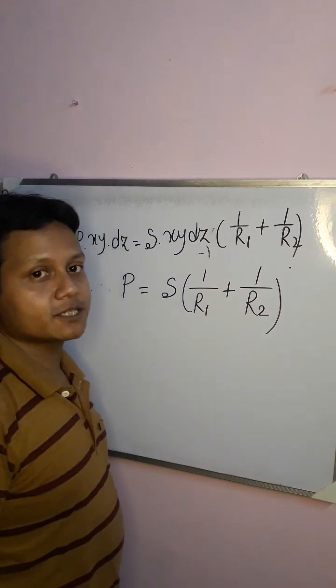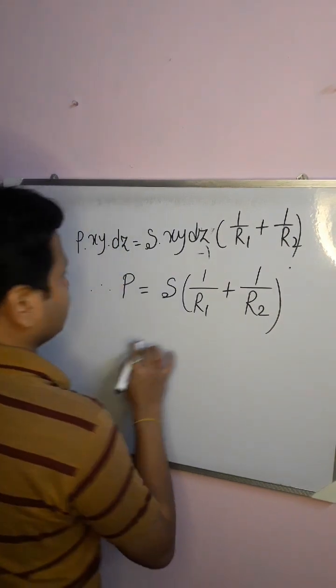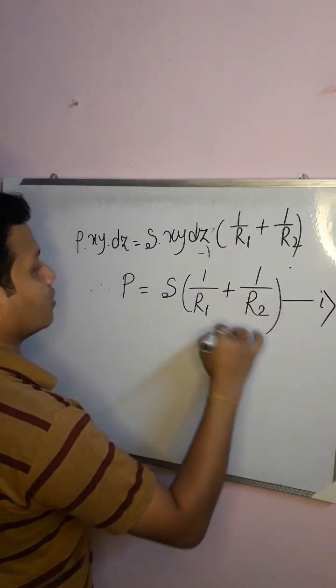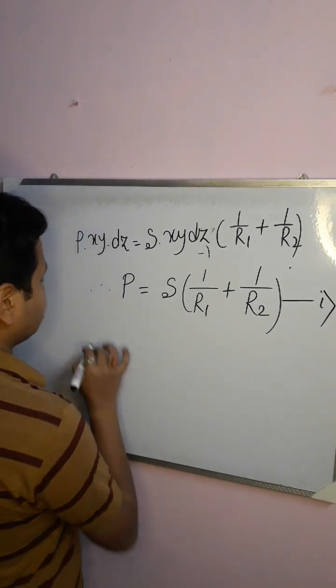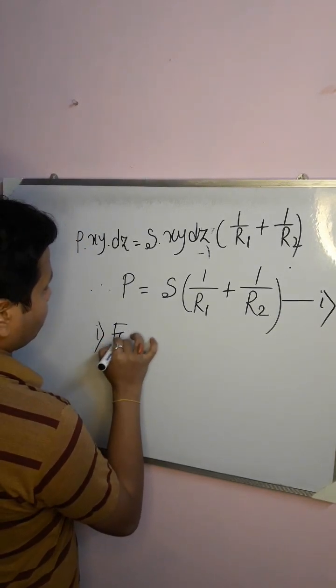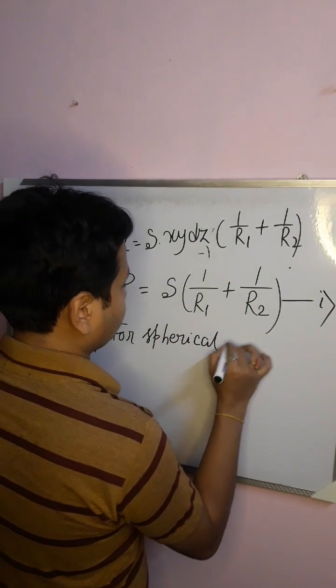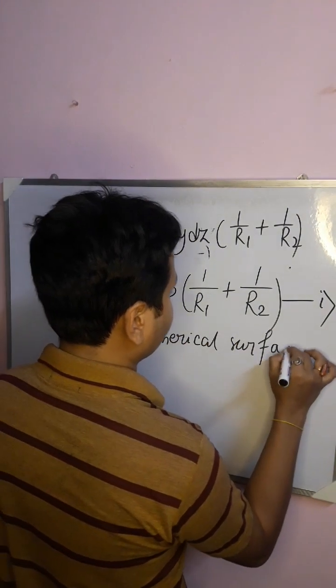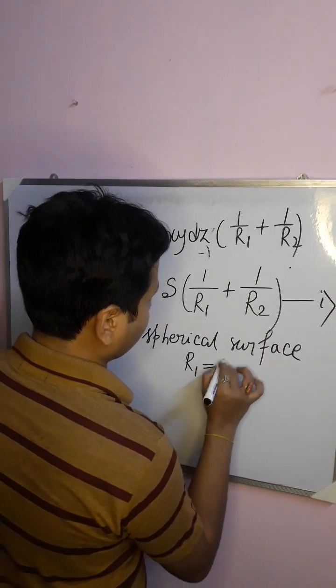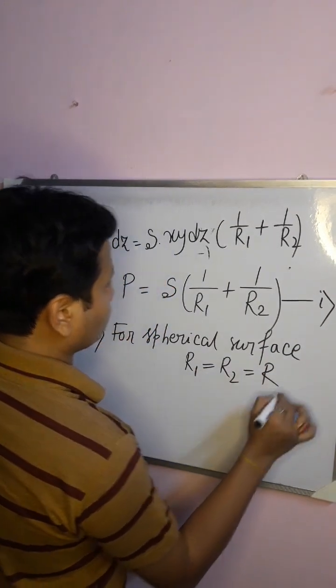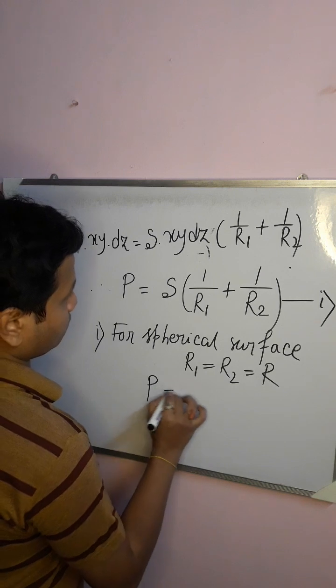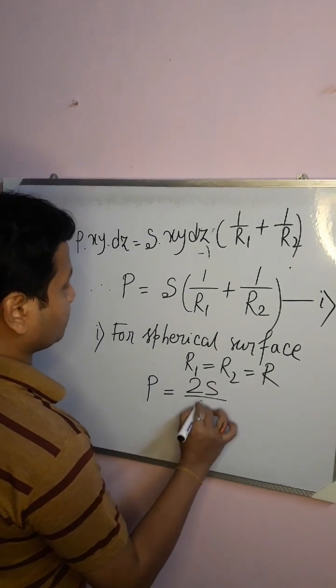Now what happens for a spherical surface? This is the general expression for excess pressure in the concave side. Now for a spherical surface, what happens? We all know R1 equals R2 equals R. So P is 2S by R.